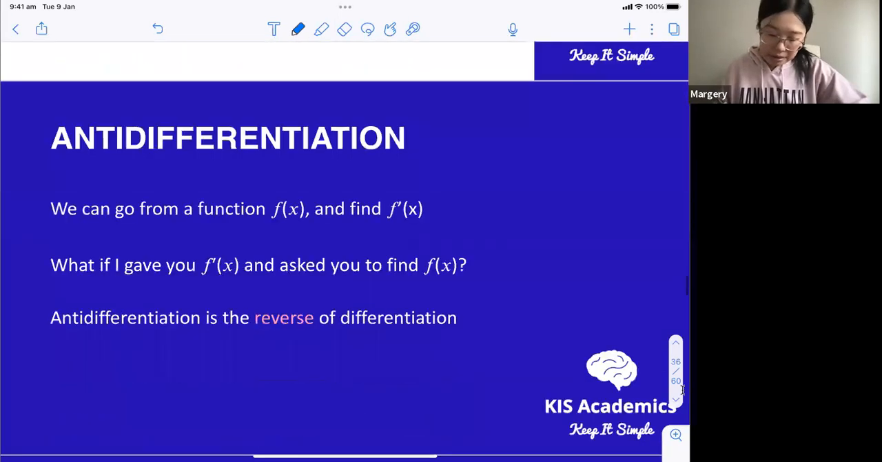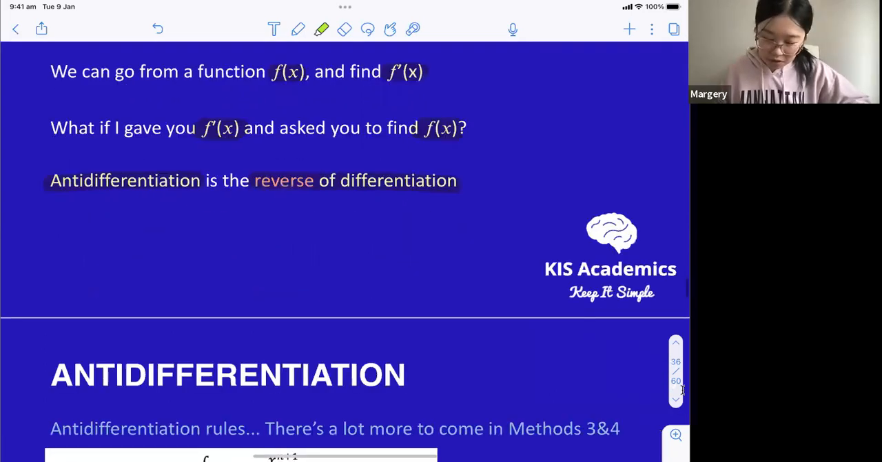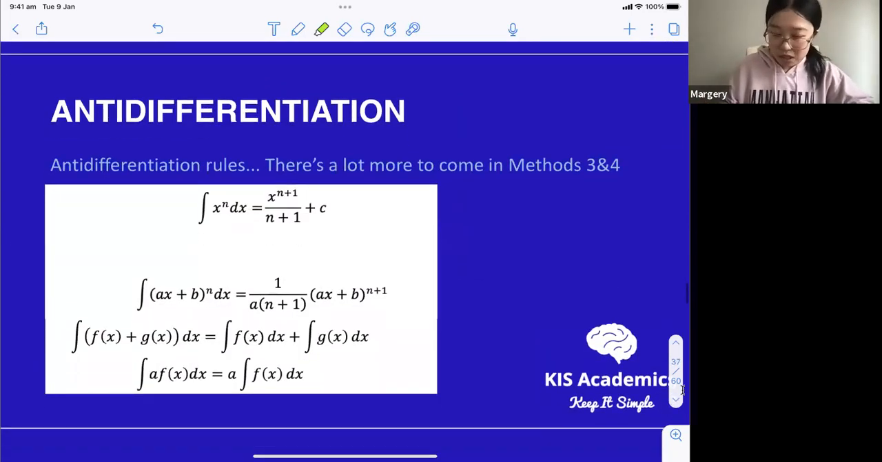We'll continue on then to have a look at a bit of anti-differentiation. So we know that we can go from a function f(x) to f'(x) by finding the derivative. But if we're given the derivative function f'(x), we can also find the function f(x) by using anti-differentiation, which is the reverse process of differentiation. So we'll look at a few different rules in terms of how anti-differentiation works. And you'll see a lot more of this in 3-4 Methods as well.